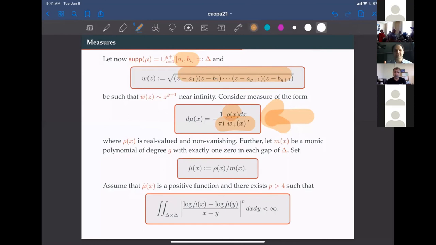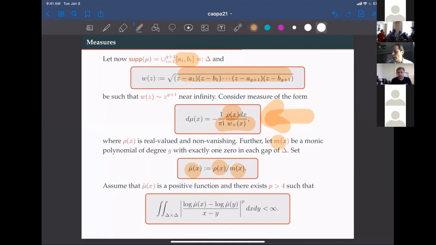I would like to fix that, and I'm going to fix it in the following way. I will pick M of x to be a monic polynomial of degree g with exactly one zero in each gap between my intervals. When I take rho and divide by this polynomial M, which is chosen arbitrarily, I'm going to get a function dot mu which is positive on delta. But it depends on M. I had no good choice of M, so I pick M to be arbitrary and mu dependent on it.